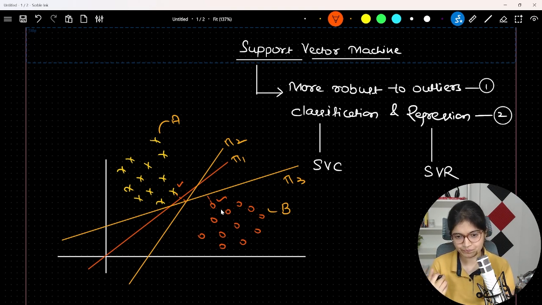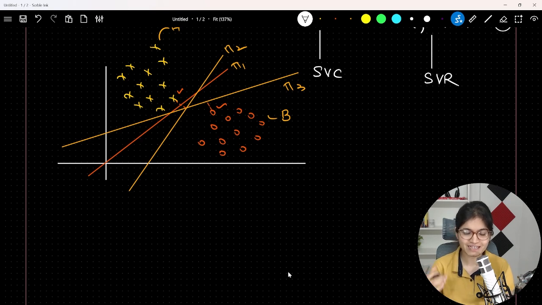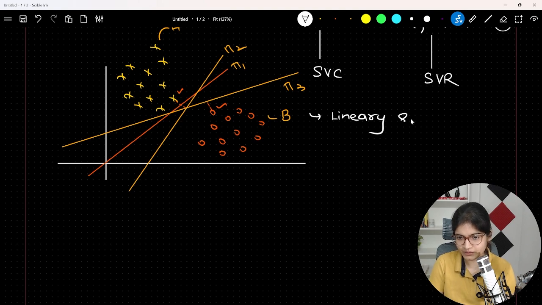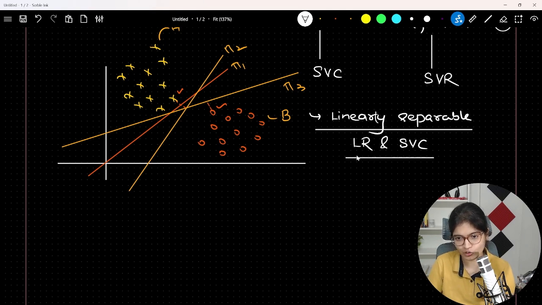But there is another difference, which is the major beauty of this algorithm. If you remember in logistic regression, we had a great talk where we saw that if the data is linearly separable, meaning you can easily draw a line like this which differentiates and helps us solve the classification task between class A and class B, then logistic regression (LR) works pretty well. Even SVC, support vector classifier, will also work.